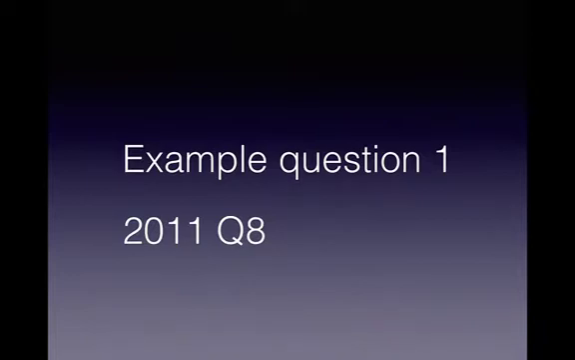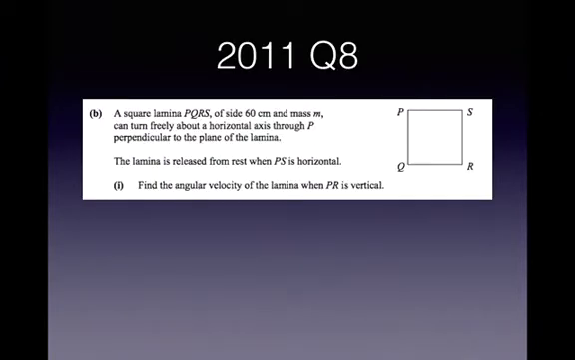With two example questions. The first one is from 2011, question 8, part B. You might go to the question, but it looks like that. A square lamina PQRS of side 60 centimeters, mass M, can turn freely about a horizontal axis through P perpendicular to the plane of the lamina.